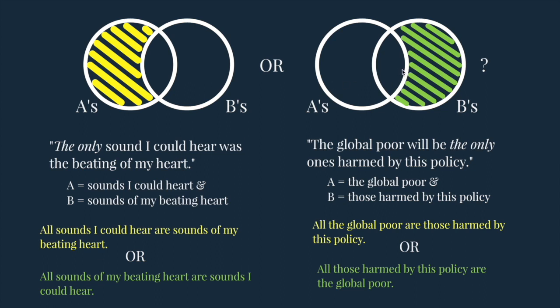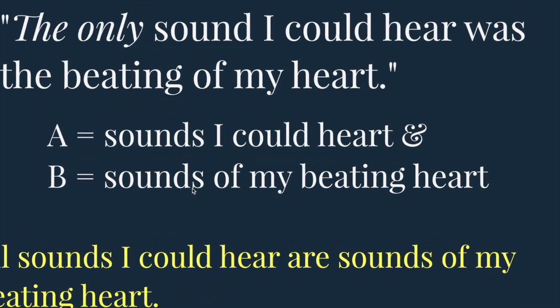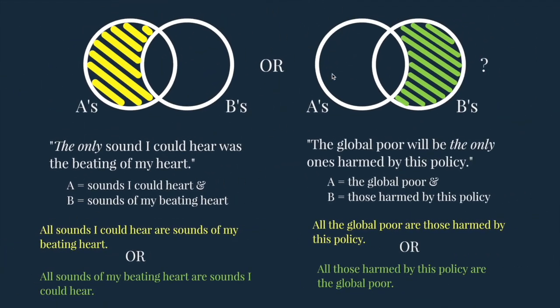The only sounds that I could hear were the sounds of my beating heart. Well, A is the set of all of the sounds that I could hear. Oh, I got a typo there. Back up. A is the set of all of the sounds that I could hear. Are the only sounds that I could hear the sounds of my beating heart? No, look at all of this part of the A circle that's outside of the B circle. All of these things that I could hear that are not sounds of my beating heart. That's not the only sounds that I could hear are the sounds of my beating heart. That's maybe all the sounds of my beating heart are sounds that I could hear. Yeah, that doesn't work. The yellow version, this first option, that's my accurate translation. This one is the inaccurate backwards version.